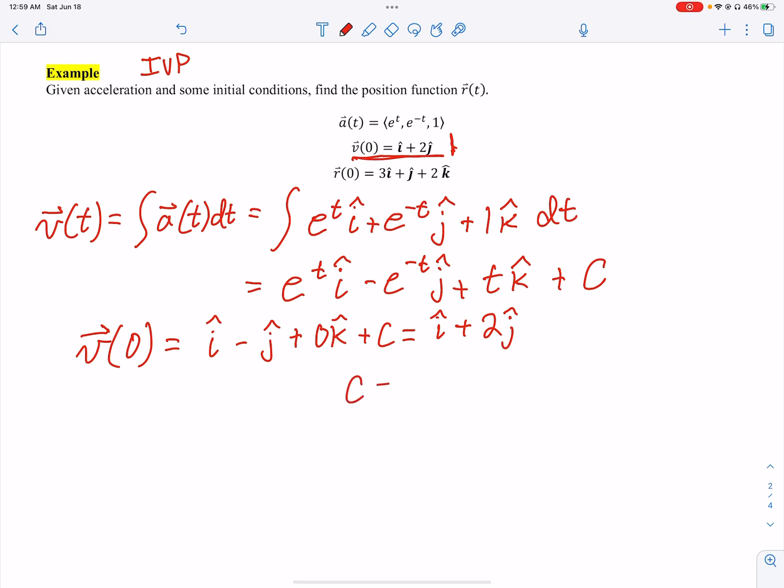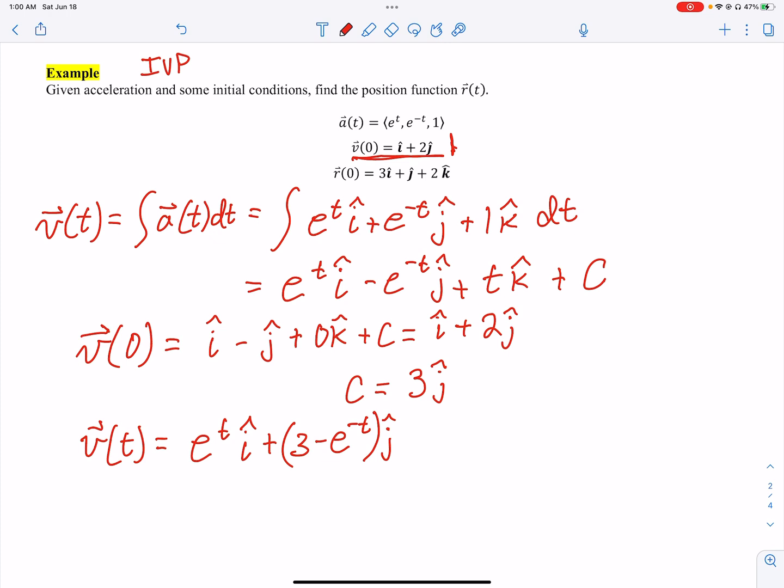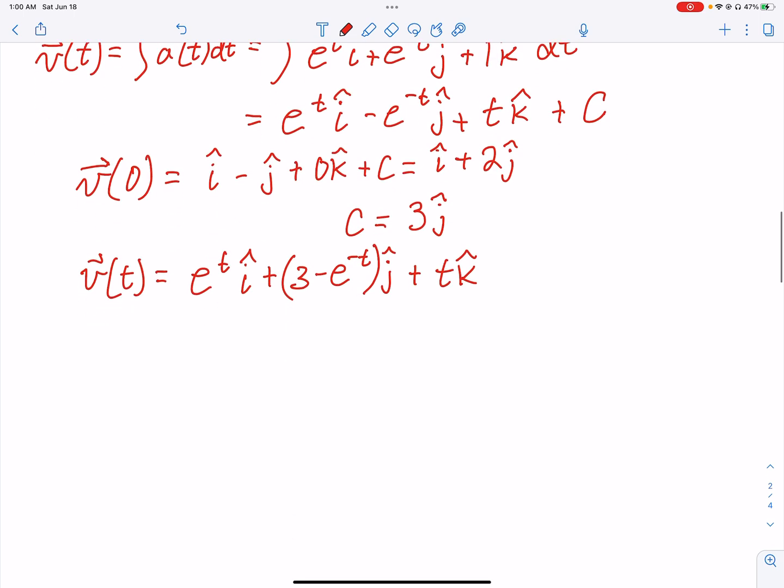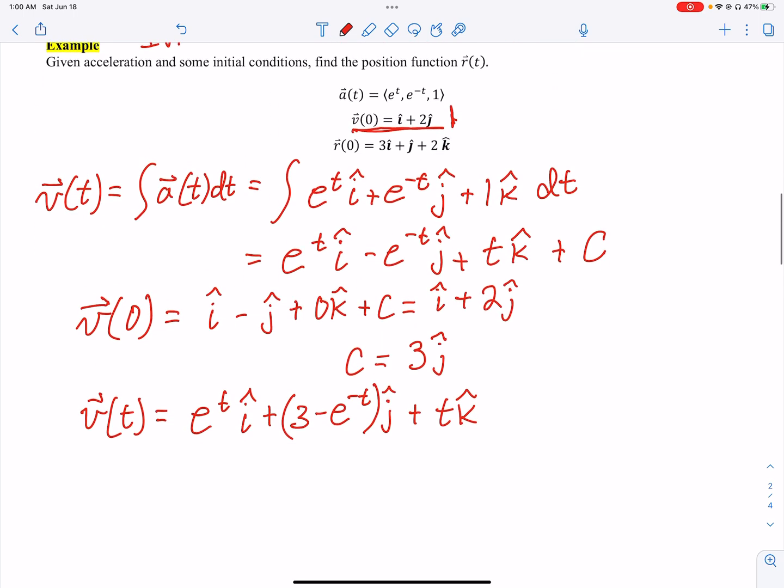We solve for c by moving the things on the left to the right. If I subtract the i's, they're gone. If I add that j, I get a 3j. So that is my c. So v of t is equal to e to the t i, and I just had to add that into the j. Then I'm going to put that 3 up front so I can use that subtraction. I think it just looks cleaner and easier to write. I make fewer mistakes when I do that. And then I got t k, plus 2, we just figured out c. All right, that's velocity. They want us to get all the way down to the position function r.